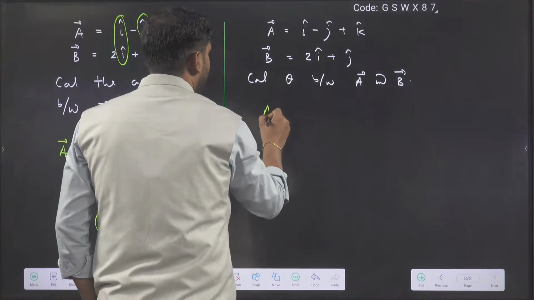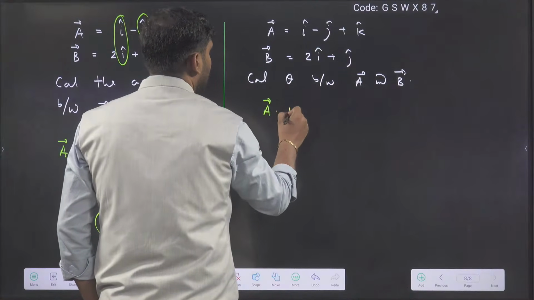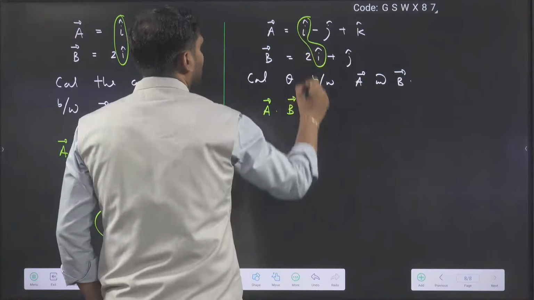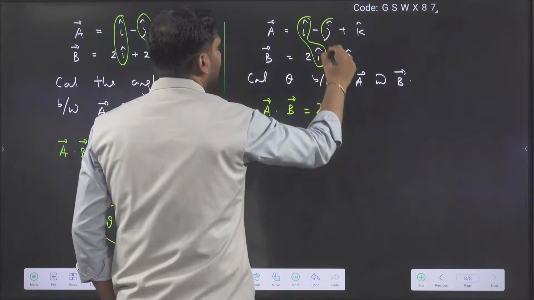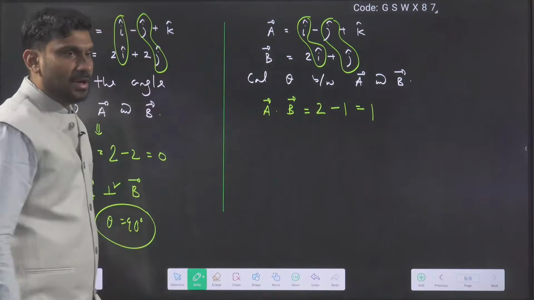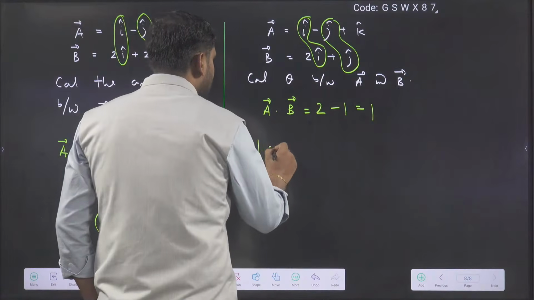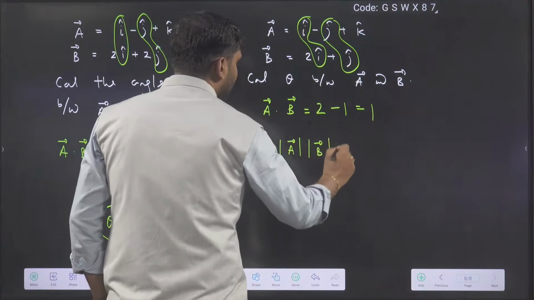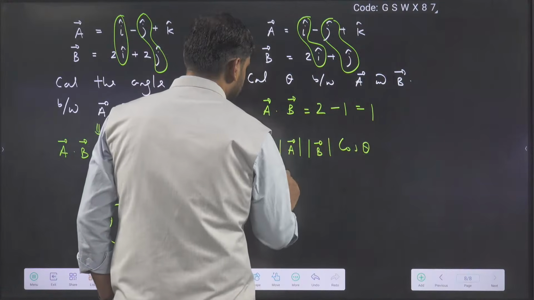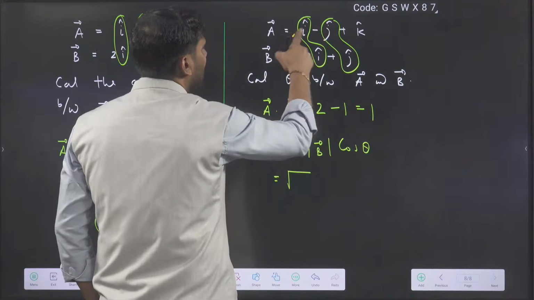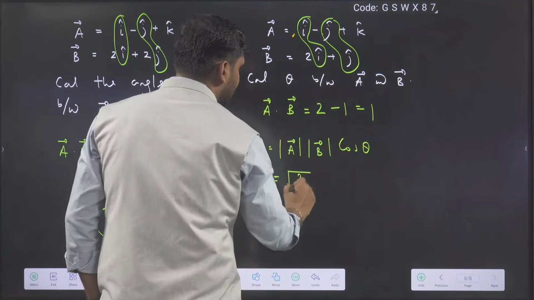Next one, A vector dot B vector is equal to how much it is coming? I dot I means 2. Here J dot J, that is coming -1, that is equal to 1. Now how to get the angle? 1 is equal to magnitude of A vector, magnitude of B vector into cos theta. How much is magnitude of A vector? Directly I am writing 1 plus 1 plus 1, root 3.